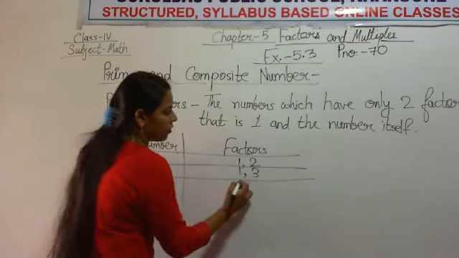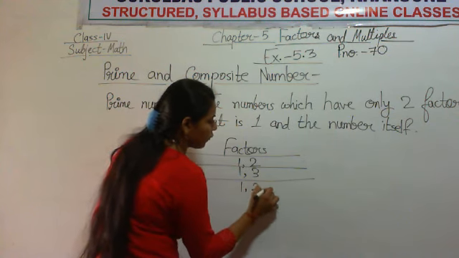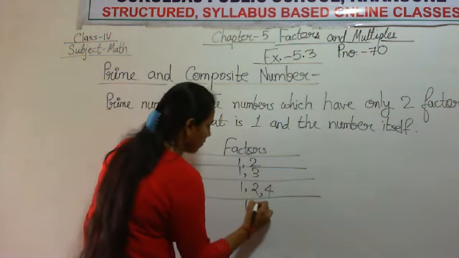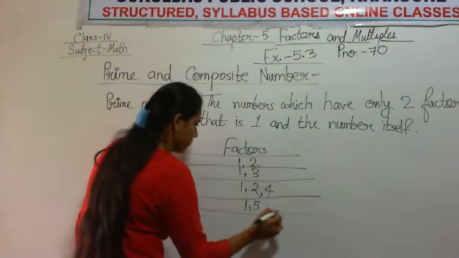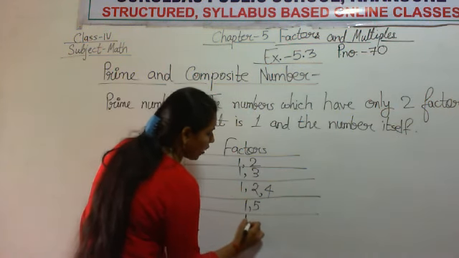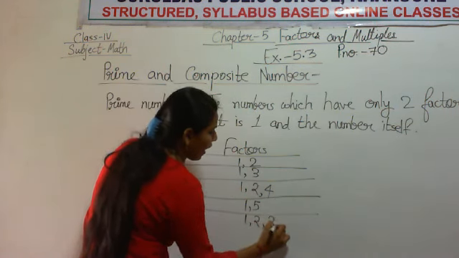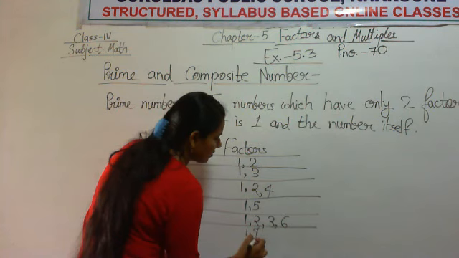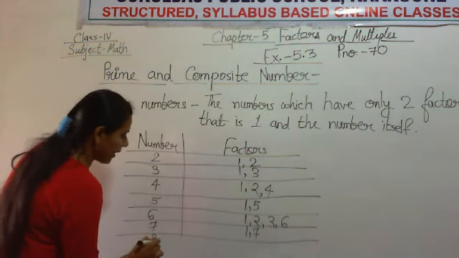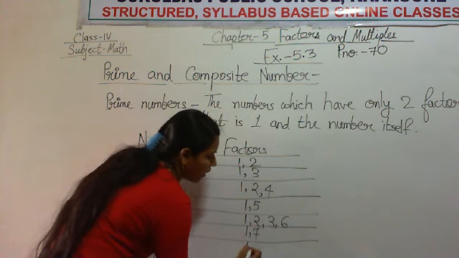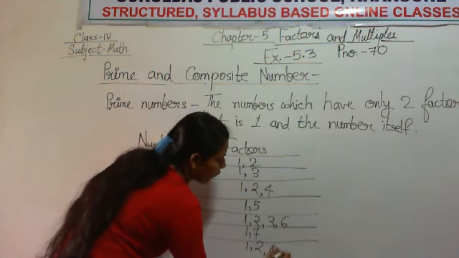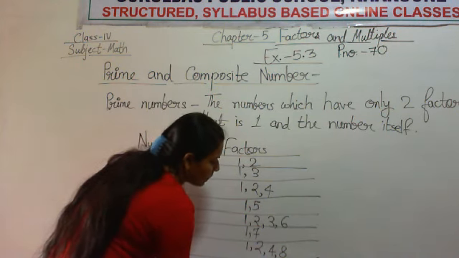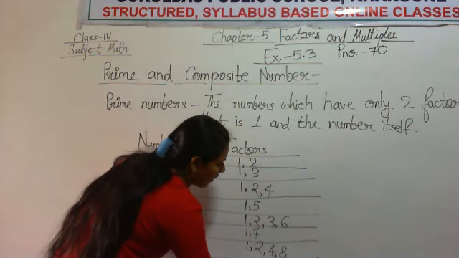Number 4 has 1, 2 and 4. It has 3 factors. Number 5 has only 2 factors, 1 and 5. Number 6 has factors 1, 2, 3 and 6. Number 7 has only 2 factors, 1 and 7. Number 8 has factors 1, 2, 4 and 8. Number 9 has 1, 3 and 9 as factors.